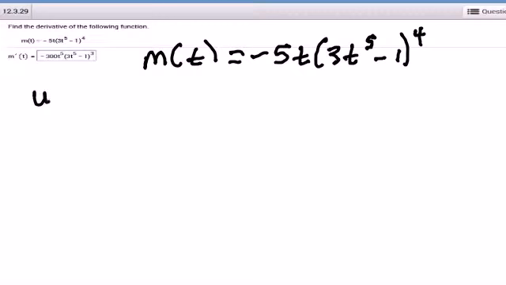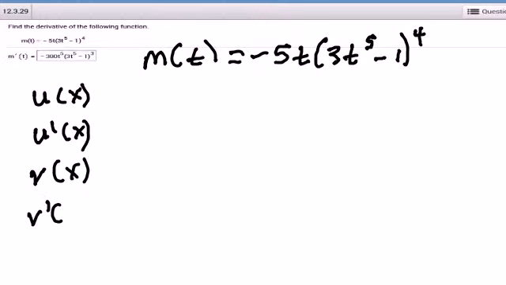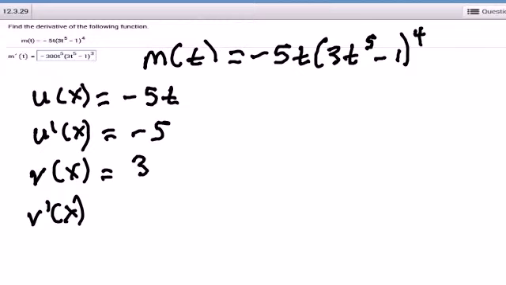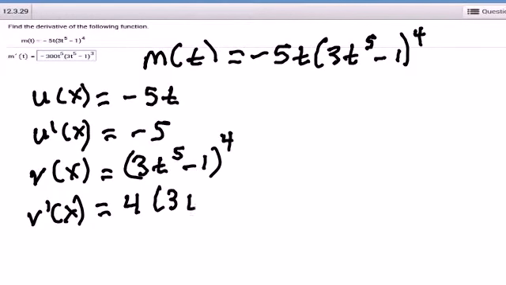So I'm going to go ahead and look at my u of x, u prime of x, v of x, and v prime of x, if you remember your product rule. So my u of x is going to be negative 5t, and so the derivative of that is negative 5. V of x is going to be the 3t to the fifth minus 1 all to the fourth power. And this is where we're going to be using a chain rule in order to do the derivative.